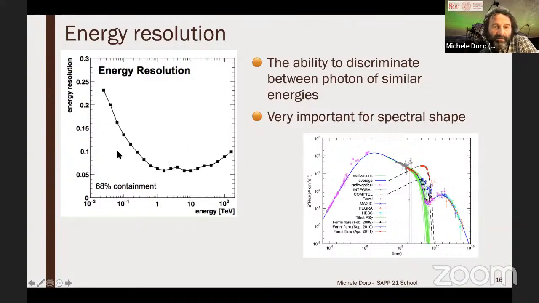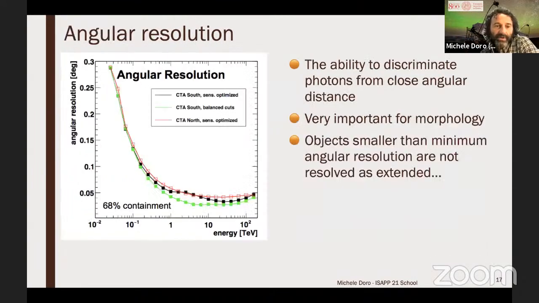You say, well, who cares about this? Well, we know that the Crab has several spectral features, and you know dark matter has several spectral features. If you don't have sufficient energy resolution, all these cutoffs and peaks are smeared. So you detect the flux, but you do not really understand what's happening there. So energy resolution is one point.